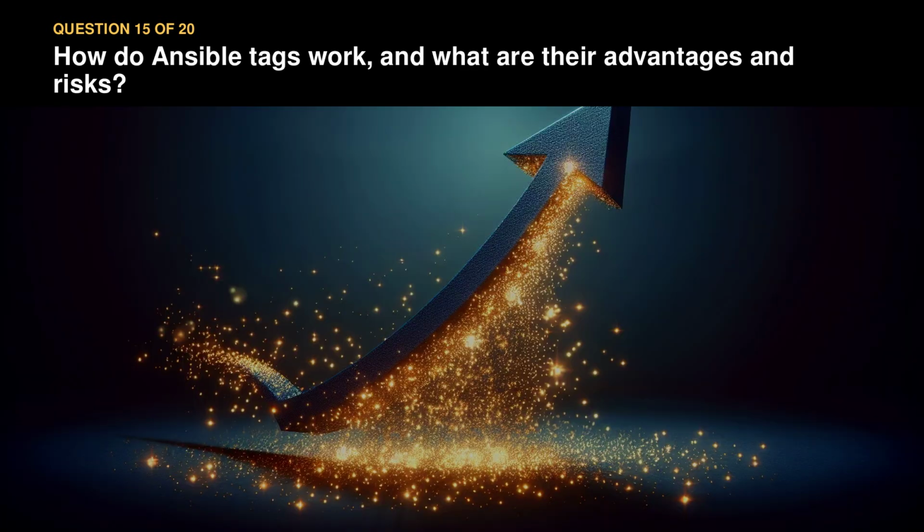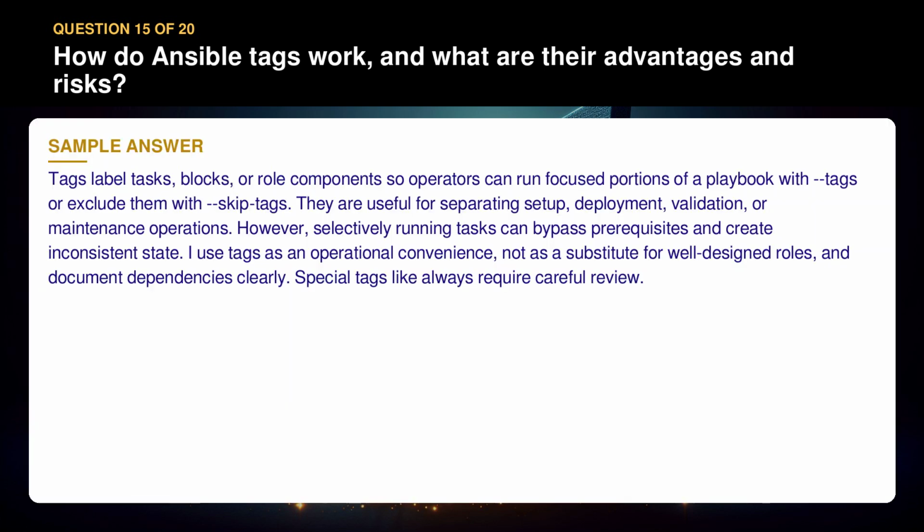Question 15. How do Ansible tags work, and what are their advantages and risks? Tags label tasks, blocks, or role components so operators can run focused portions of a playbook with tags or exclude them with skip tags. They are useful for separating setup, deployment, validation, or maintenance operations. However, selectively running tasks can bypass prerequisites and create inconsistent state. I use tags as an operational convenience, not as a substitute for well-designed roles, and document dependencies clearly. Special tags like always require careful review.